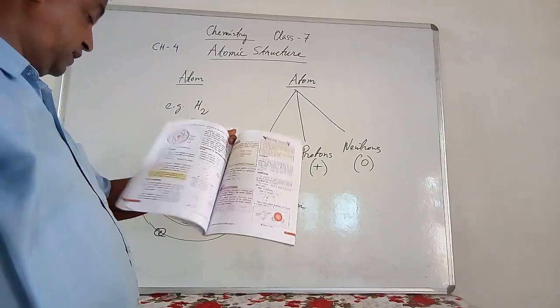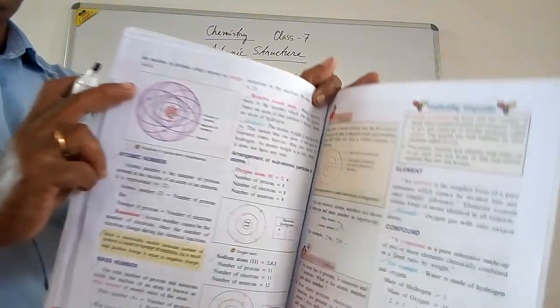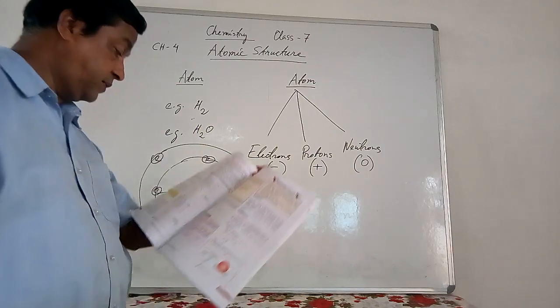You can see page number 60 in your book. You can see it more nicely. It is given here, so you can see the structure from your book.